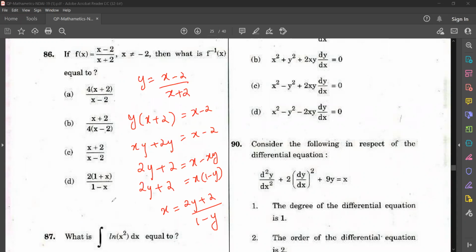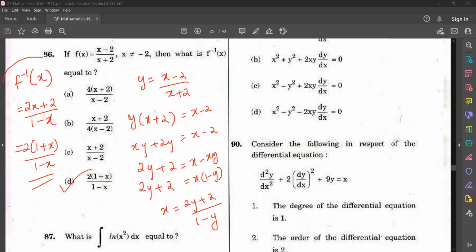Okay, so listen, we got x in terms of y, but they are asking f inverse of x, isn't it? So f inverse of x is 2x plus 2 by 1 minus x. That means just replace all y by x. So take 2 common, 1 plus x by 1 minus x. So that is the option D. So whenever they are asking f inverse x, you have to take this as y, then find out x in terms of y, then replace that with x. That will give the answer.